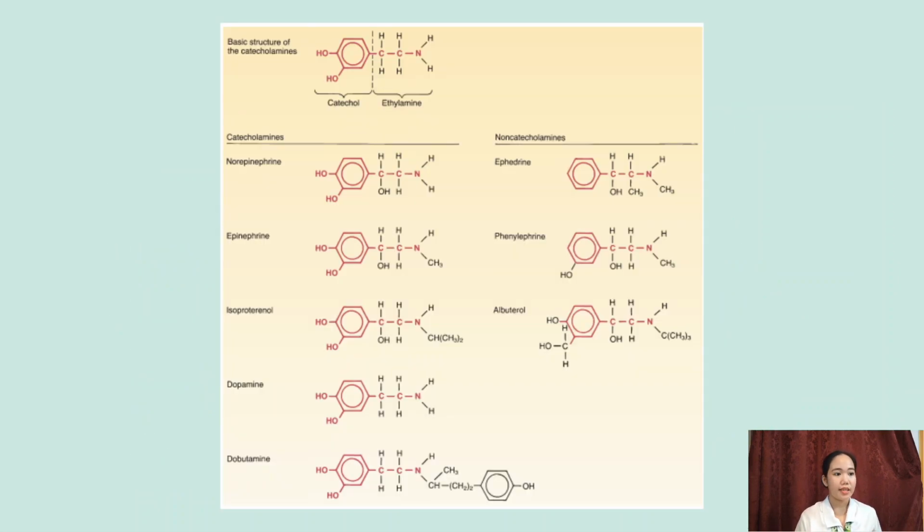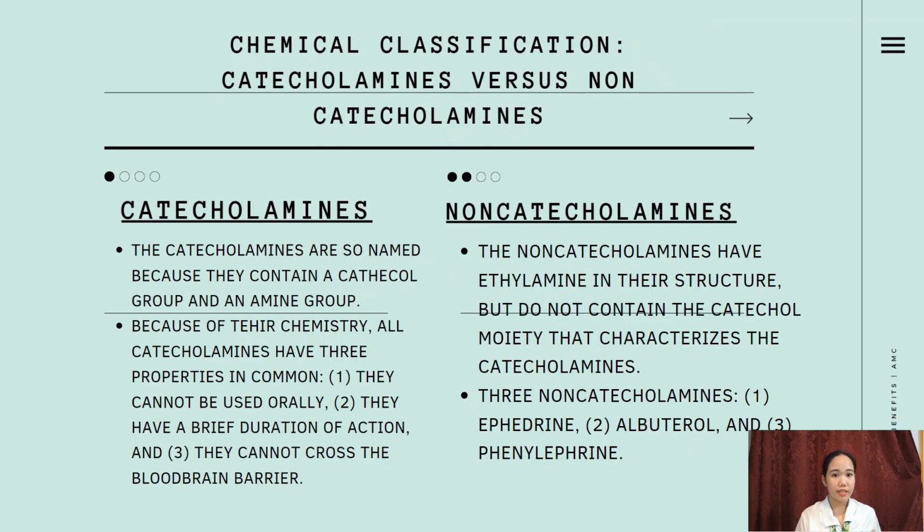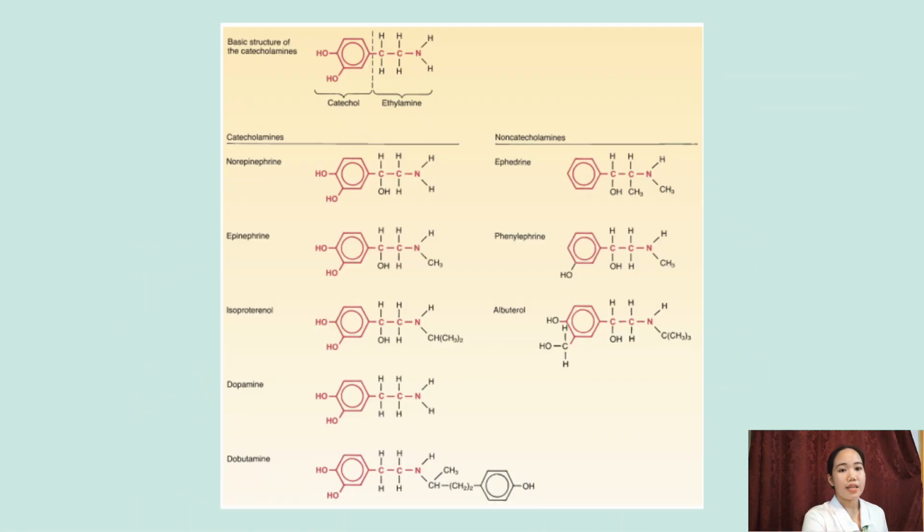So next, as you can see on the screen, guys, the catecholamines are so named because they contain a catechol group and amine group. The amine component of catecholamines is called ethylamine, while the non-catecholamines have ethylamine in their structure but do not contain the catechol moiety that characterizes the catecholamines.